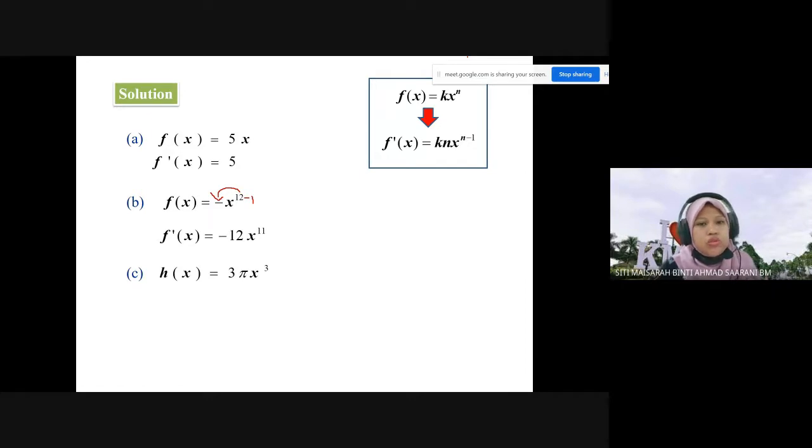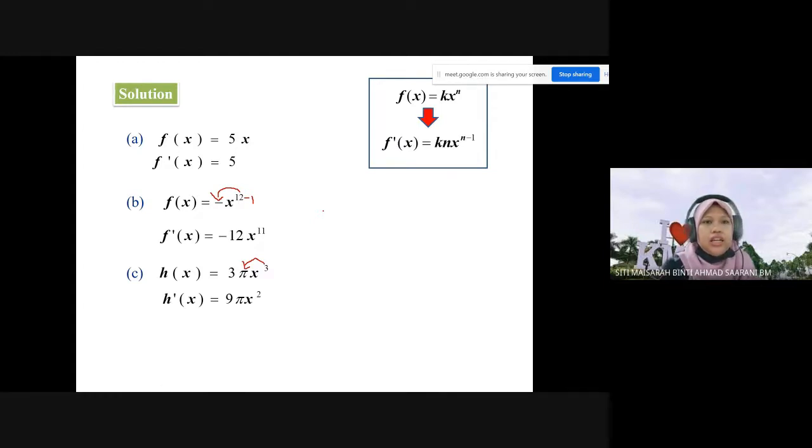And then how about C? Hx equals to 3 pi x cube. Kalau hx kita differentiate jadi h prime lah. H prime x. 3 pi tu salin. And then darab dengan 3. So it's become 9 pi. So 9 pi x power 2. Okay. So this is example 7.